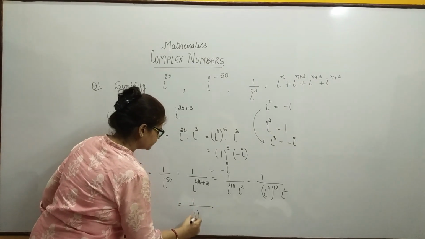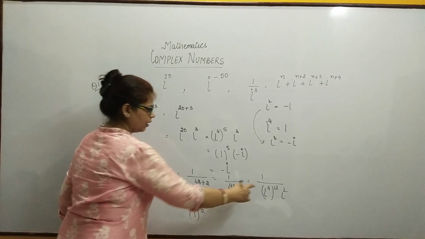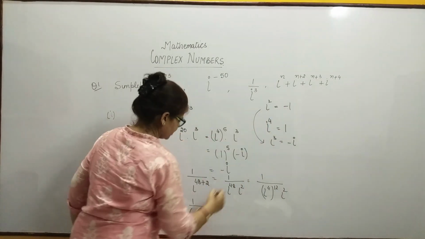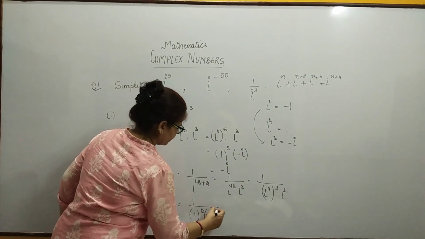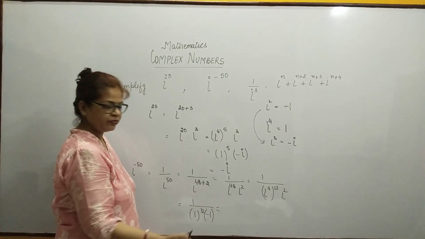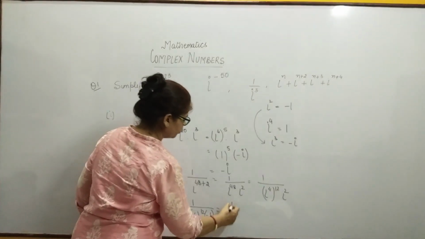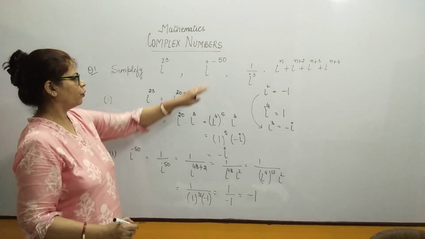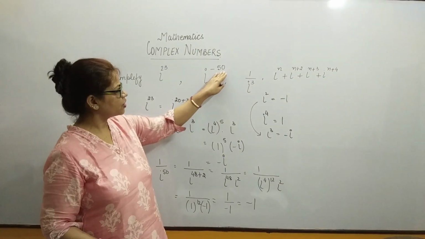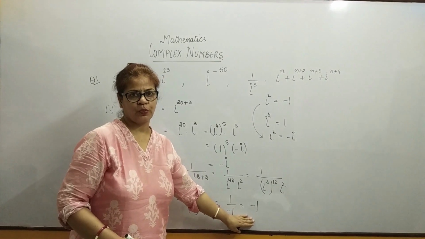i to the power 4 is 1, 1 raised to the power 12. i square is equal to minus 1. 1 to the power 12 is 1. When 1 is multiplied with minus 1, you will get minus 1. Your final answer is minus 1. So the value of i raised to the power minus 50 is minus 1.